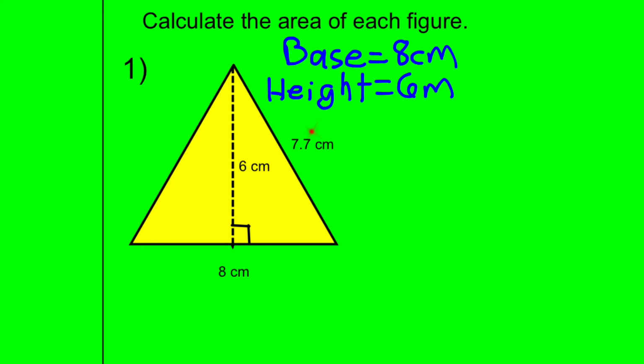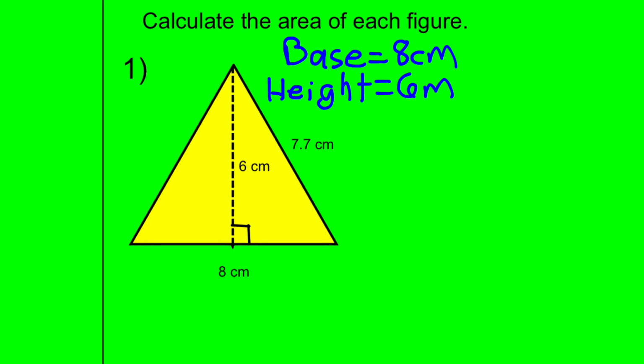Now you also have another distance. That distance is 7.7 centimeters. That's measuring one of the sides of the triangle, but that's not the height, right? You would never measure the height of something as a diagonal distance. You would never measure your own height diagonally. You would always measure it straight up and down. So this diagonal just represents the measurement of that line.